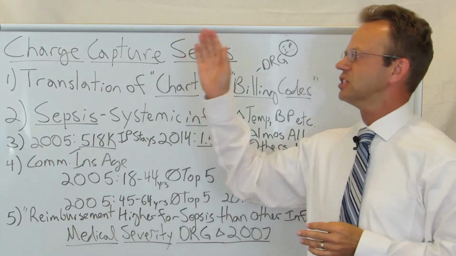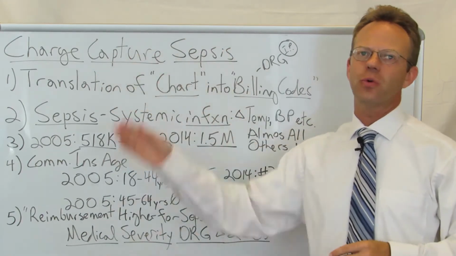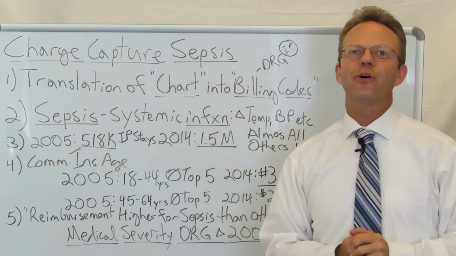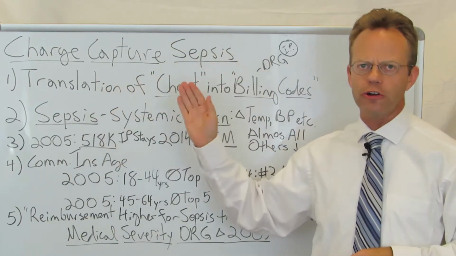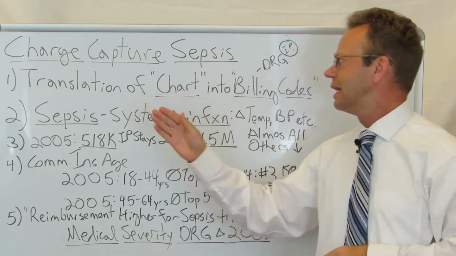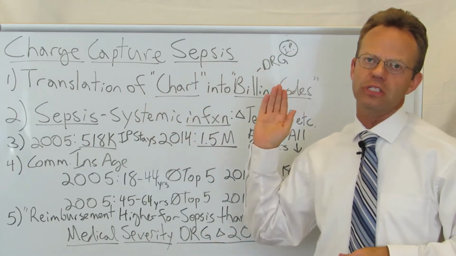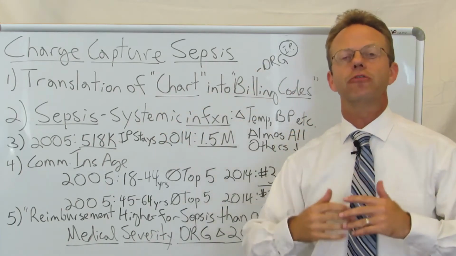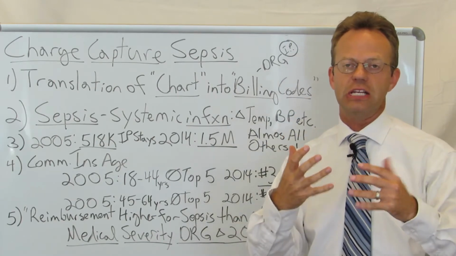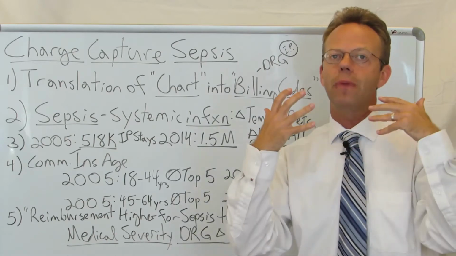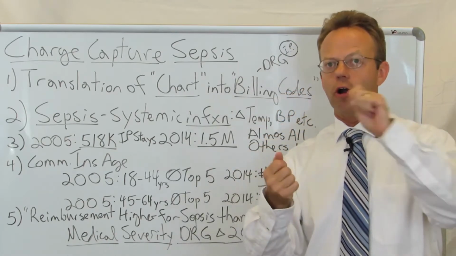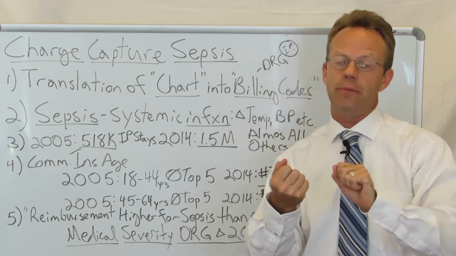Today we're going to be discussing charge capture and the story of sepsis. So first off, charge capture is the translation of the chart or the medical record into billing codes. And by the chart of the medical record, I mean literally, and especially in the case of inpatient stays, there's literally a paper chart like this thick. People still write in it. Even though hospitals have electronic medical records, there are still daily notes that are taken by hand.